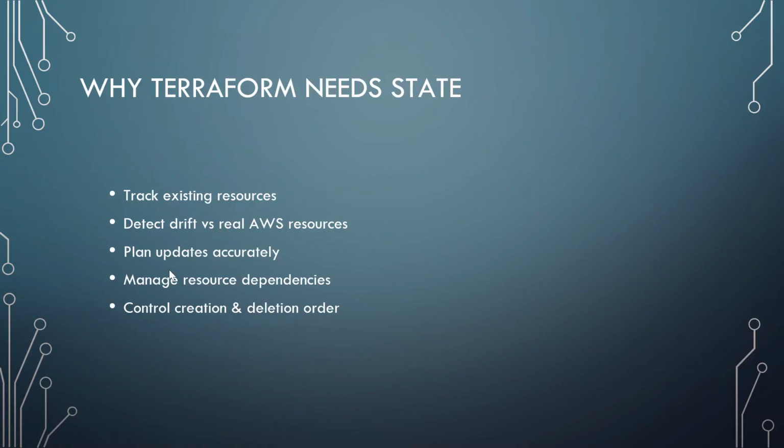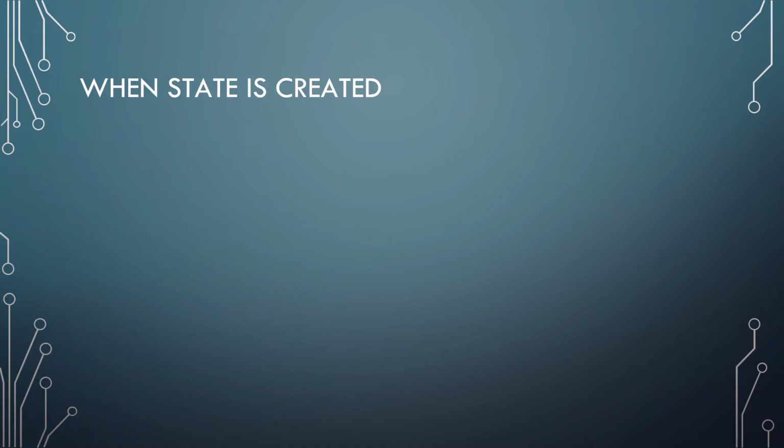Next slide, we'll see why Terraform needs state. Terraform uses state to know what exists, know what has been changed, plan what to update, track dependencies, and predict destruction order. Without state, Terraform guesses and fails. Next we'll see when state is created.